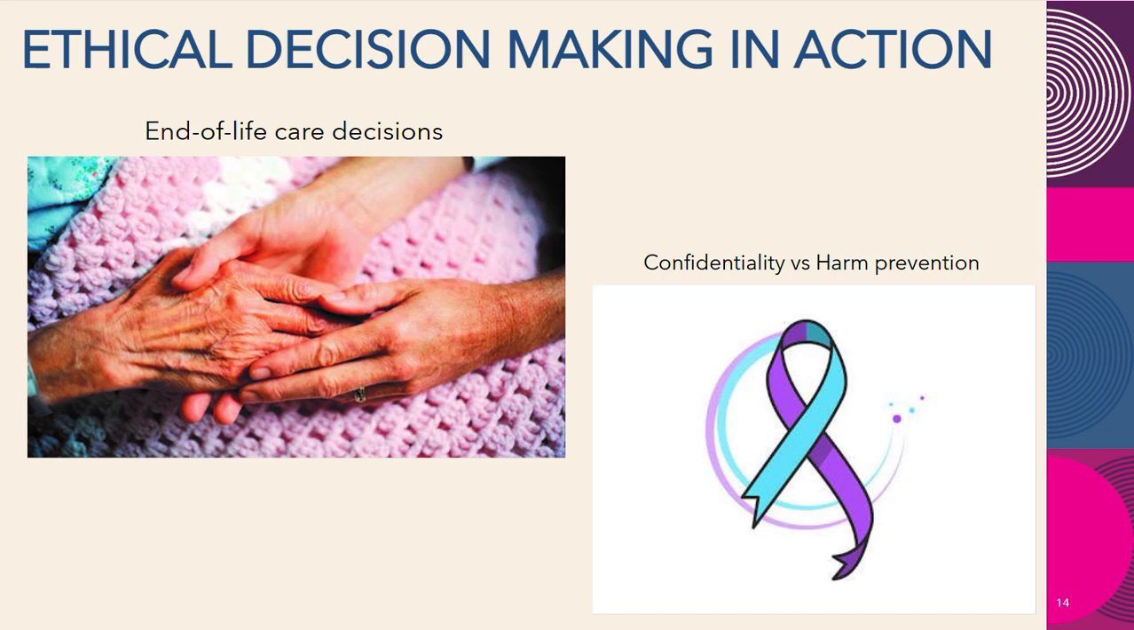Here's another example. A teenage patient reveals suicidal ideation, but begs the APRN not to tell their parents. The APRN must balance confidentiality with the duty to protect the patient from harm, involving mental health services and notifying appropriate parties while minimizing breach of trust.